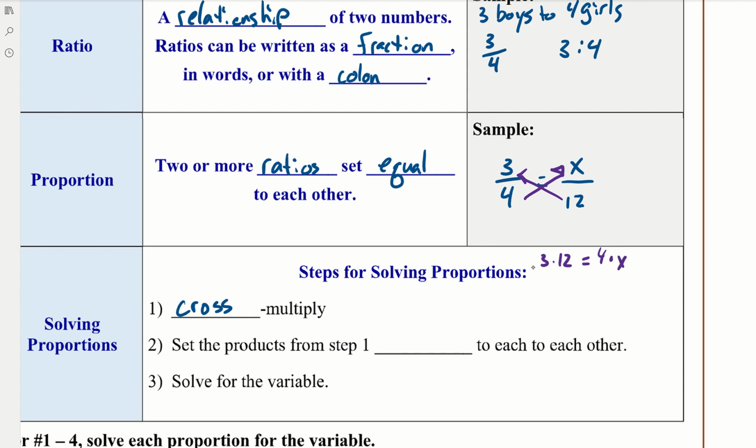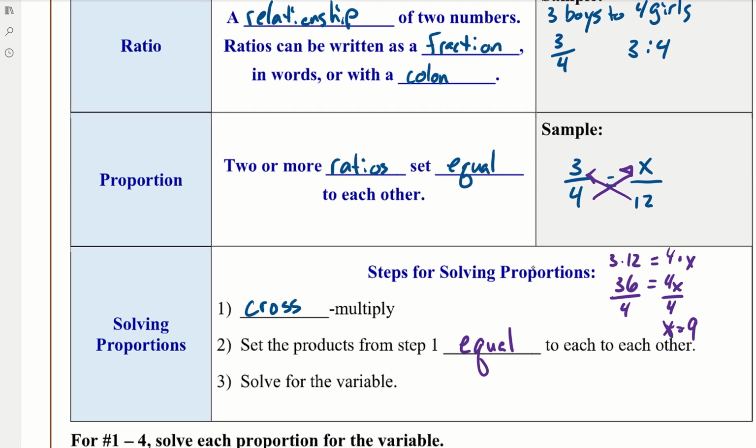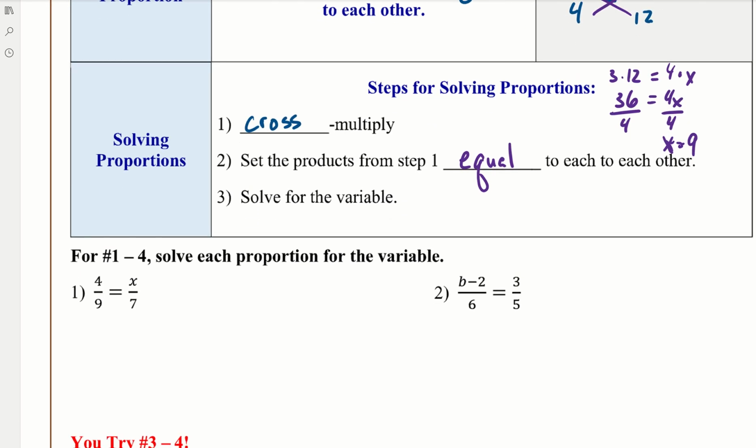So you would set the products from step 1 equal to each other, and then we could solve this for this variable. So here I could say 36 is equal to 4x, and I could solve for x by dividing by 4, which would be 9. X is equal to 9. But for example, we're going to do a few more examples here, okay? So to solve a proportion, you're going to cross multiply. Think the butterflies that you might have learned in middle school. And you're going to set those products equal to one another and then solve for your variable, okay?